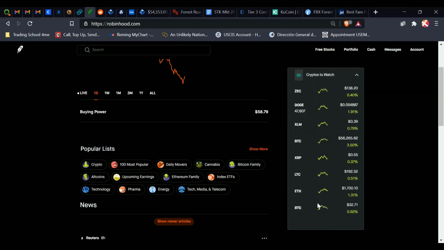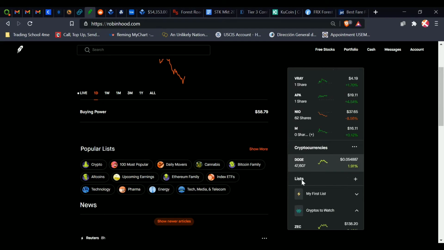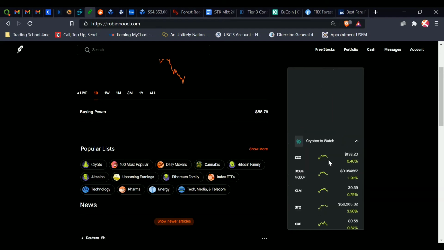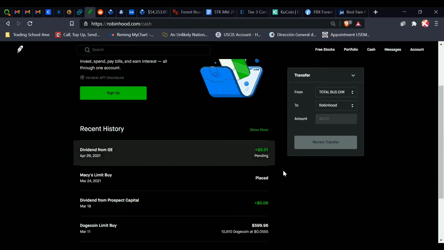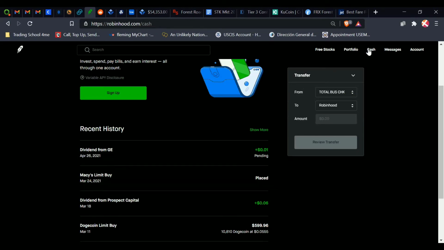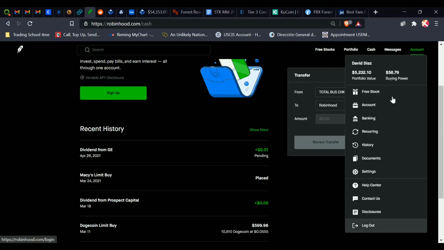It shows you other crypto. You can set up a watch list. See, it says here, add, or you can see your own watch list. And then it shows you how much cash you have if it ever opens. Let's see. No. This is what happens when you're on Wi-Fi and your Wi-Fi just slows down. So this will show you messages and your cash availability and then your account information and so on.